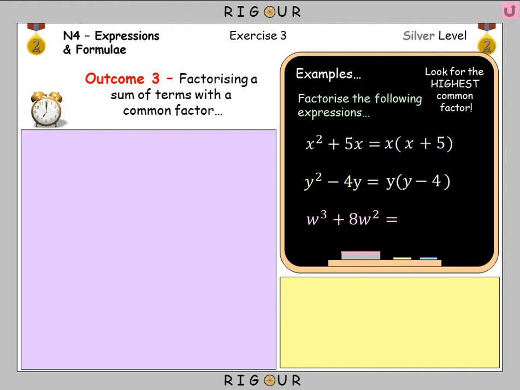So our last, trickiest example. Whereas w is a common factor, w squared in this particular case is the highest common factor. So w squared times w gives us w cubed, and w squared times plus 8 gives us plus 8w squared.